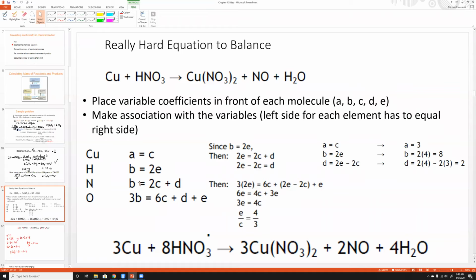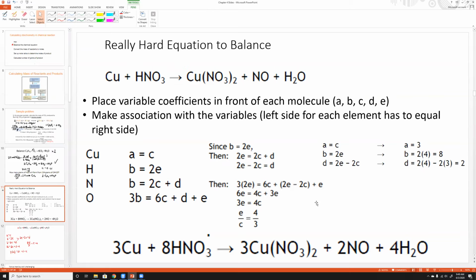So now from that one step, you have 3 of the variables solved for. Then you can use B equals 2E, and you can solve for B, and then you can use D equals 2E minus 2C, put in 4 for E and 3 for C, and get your final variable.